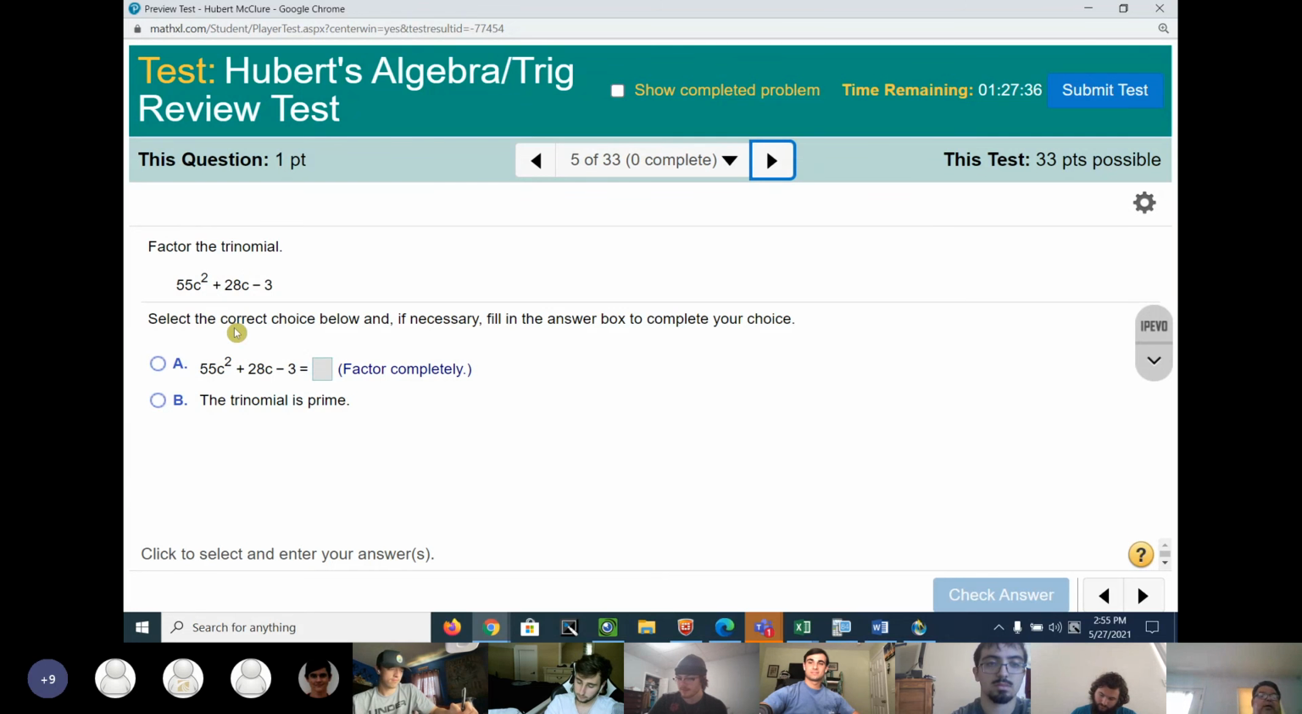I saw that. All right, 55c squared plus 28c minus 3. You can use factoring there. Whatever you want to use. You can use complete the square. They want x-intercepts.